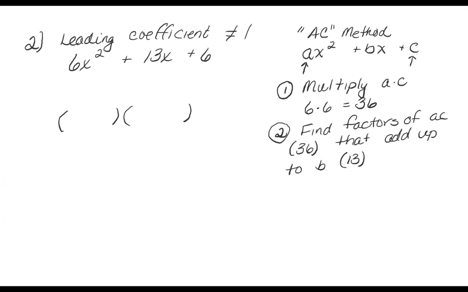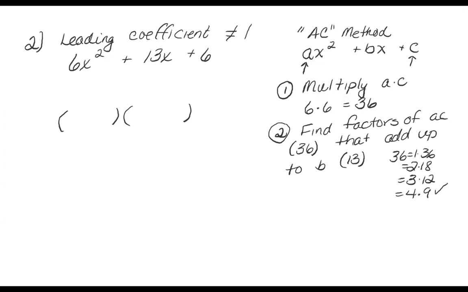So if they don't jump into your brain, you can just start making a list like we did before. 36 is 1 times 36. Well, those don't add up to 13. 2 times 18, no. 3 times 12, no, but I'm getting closer. I'm at 15. 4 times 9, there we go. Those add up to 13.